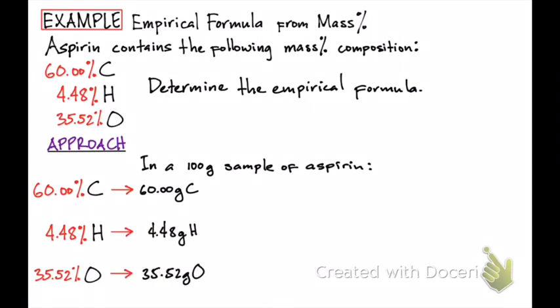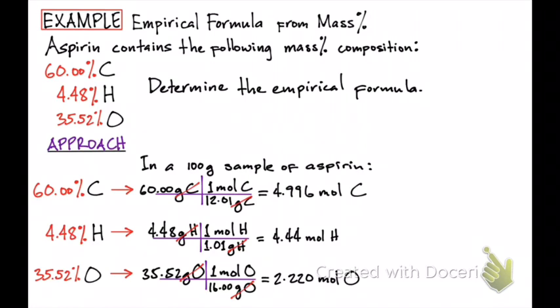So now you can use the same method that you just did in the previous example by using the 3 steps. You convert the mass to moles, then take the ratio, and then multiply by some factor to get the closest whole number. So the first step here again is to convert them into moles.